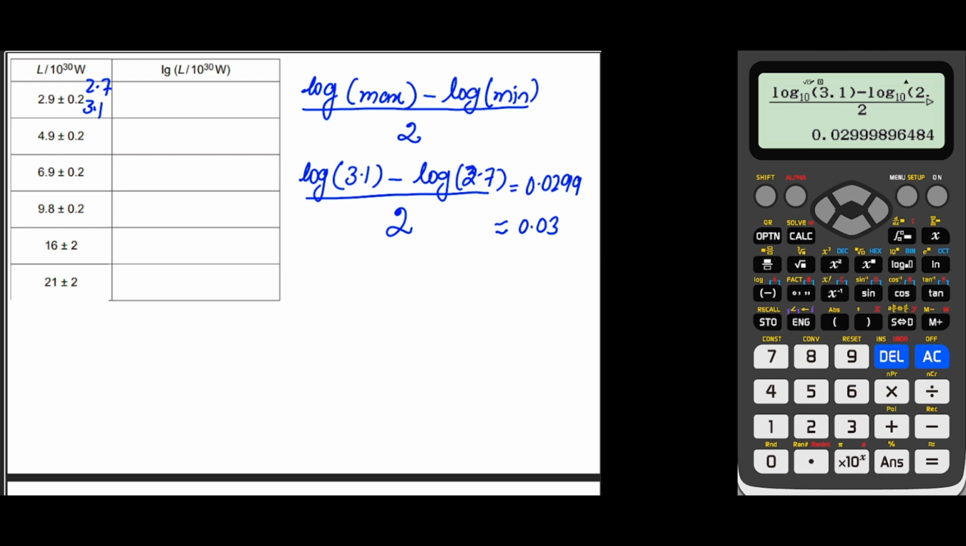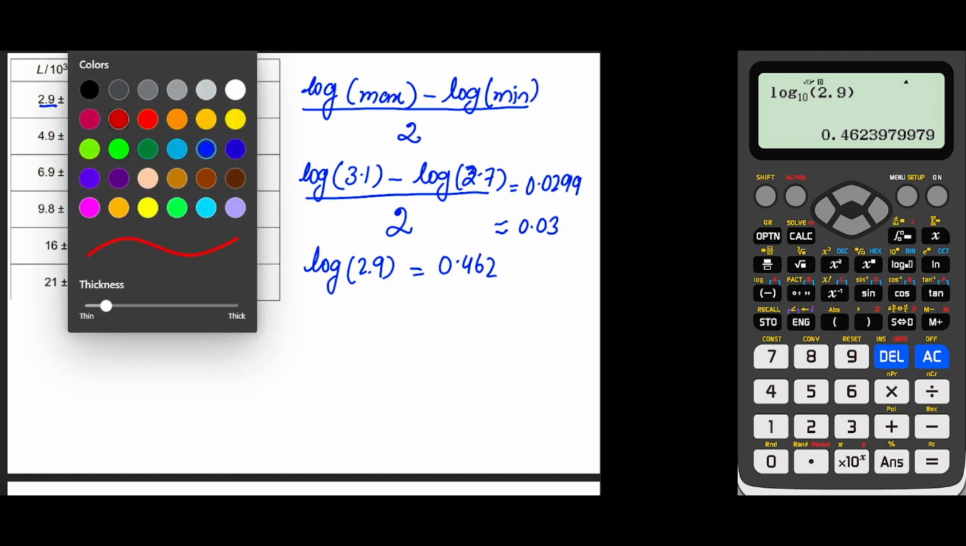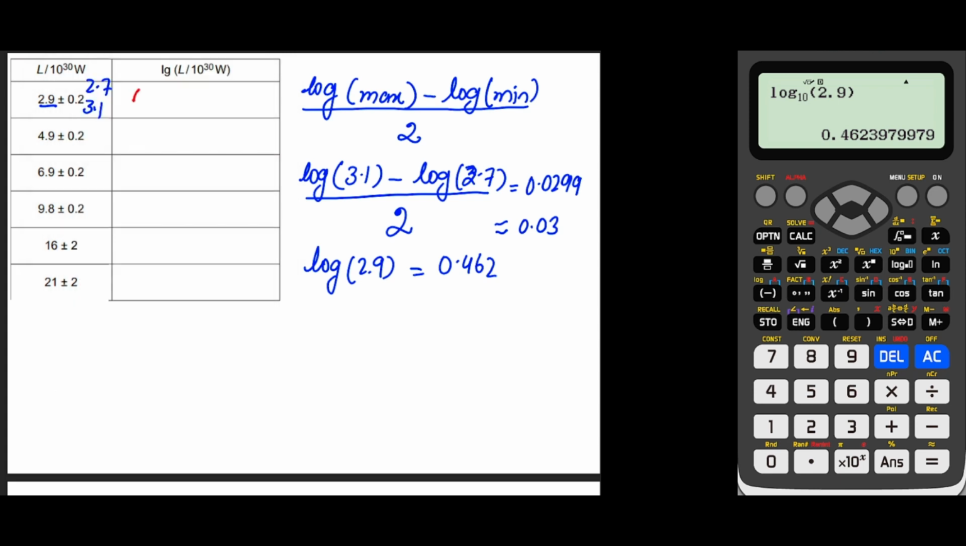And since we want to find out the true value as well, we are going to simply take the log of the value 2.9 separately. So log with base 10 of value 2.9 gives us the answer of 0.462. Okay, so we can write this down as a three significant figure number over here. So the actual representation is going to look something like this: 0.462 with the calculated value, then the absolute error, which is plus minus 0.03.